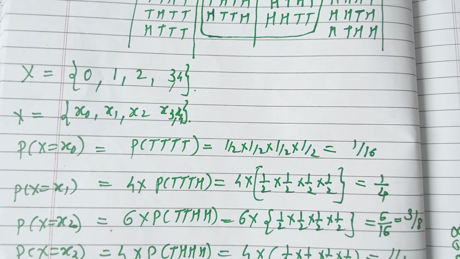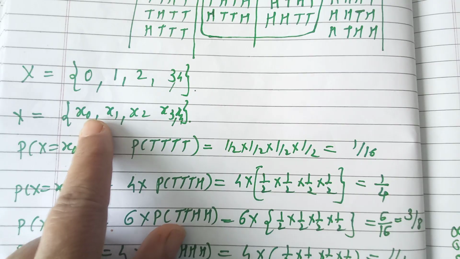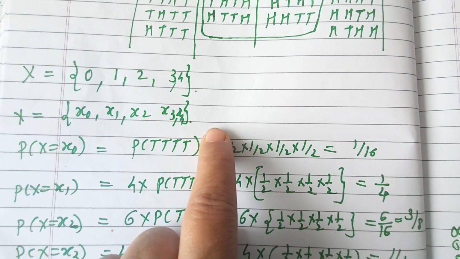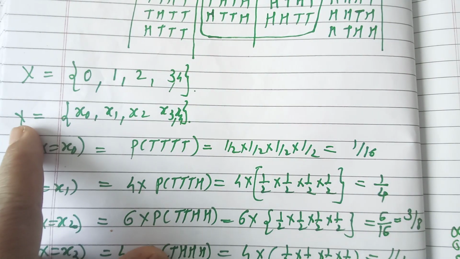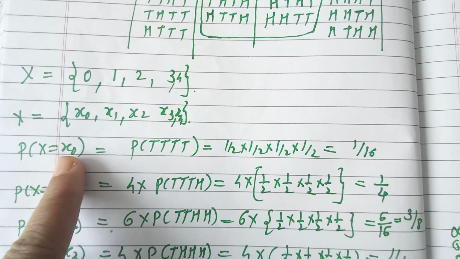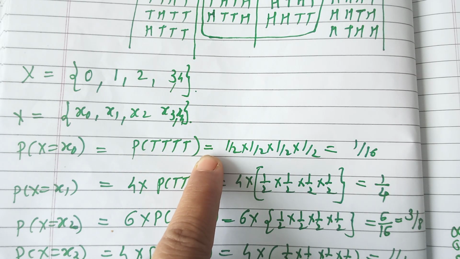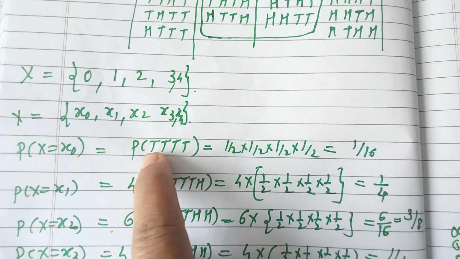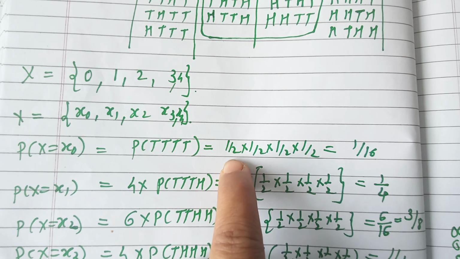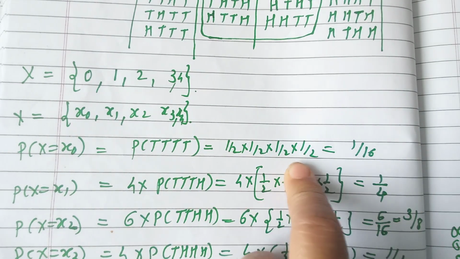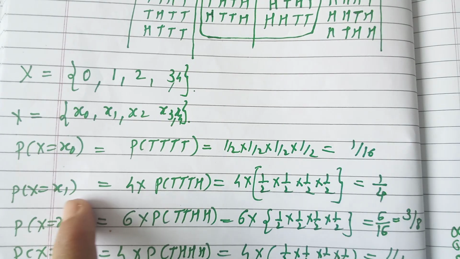Now after that, the third step is you have to find the probabilities of this random variable. x0, x1, x2, x3, x4 are the values of the random variable, so you have to find the probabilities of those values. Probability X equal to x0 is the probability of sample point TTTT. The probability of a tail appearing is 1 by 2, so 1 by 2 into 1 by 2 into 1 by 2 into 1 by 2, 4 trials. That is equal to 1 by 16.